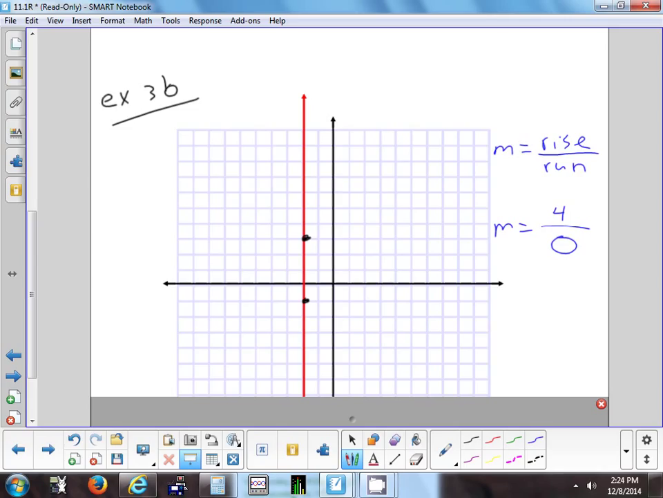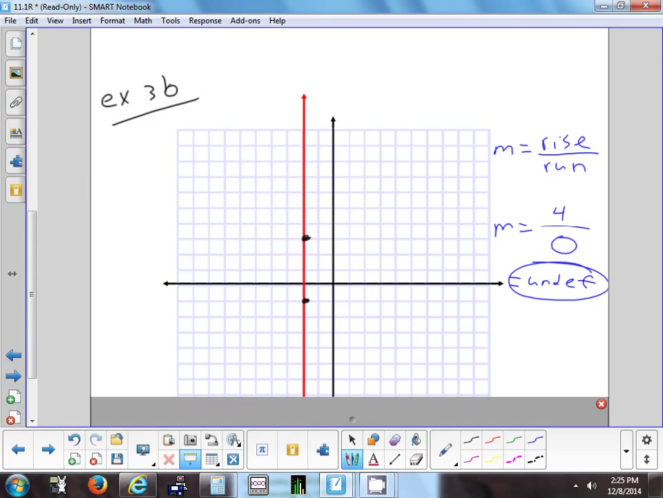So this is a little bit different. This time we got 0 in the bottom. What happens when you try to divide by 0? It's undefined. You can't do that. So what does this tells us about the slope of a vertical line? It's not that there's no slope. It's that the slope is undefined. The slope of a vertical line is undefined.